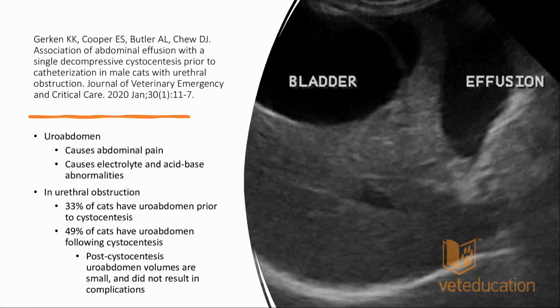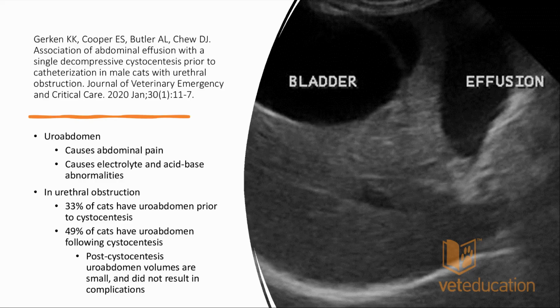Nearly there. We're just going to talk about uroabdomen just before we finish off. Uroabdomen, the study here was an association of abdominal effusion with a single decompressive cystocentesis prior to catheterization in male cats with urethral obstruction. This was published just last year.